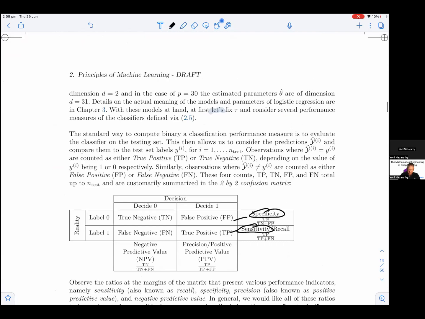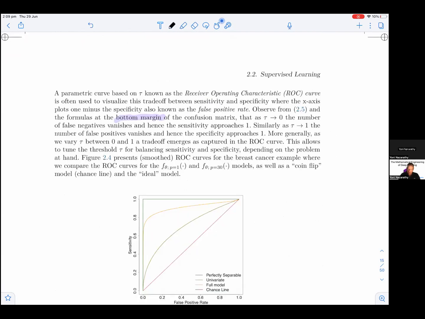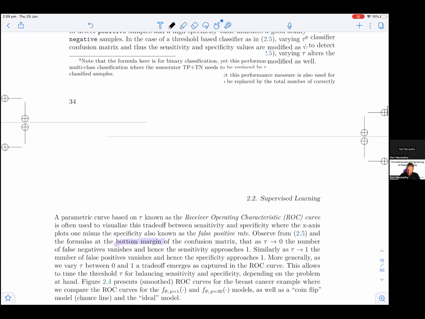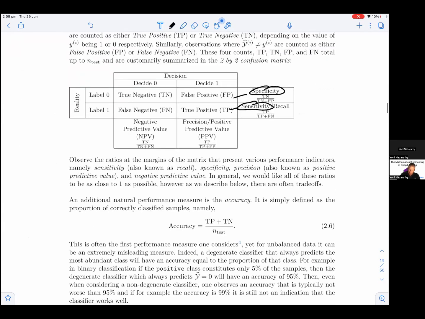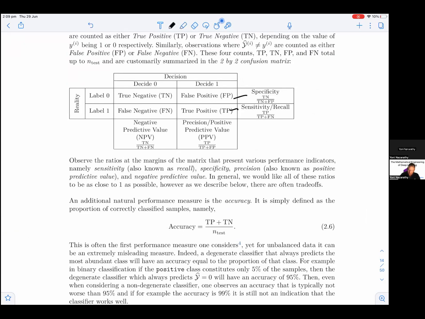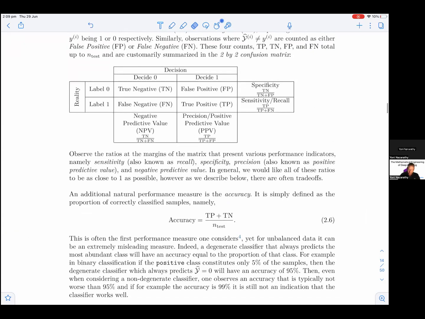So the number of false negatives vanishes, and hence sensitivity approaches 1. Because if you look at sensitivity, if you have 0 for the false negatives, then this goes to 1 because it's a ratio of true positives divided by true positives.